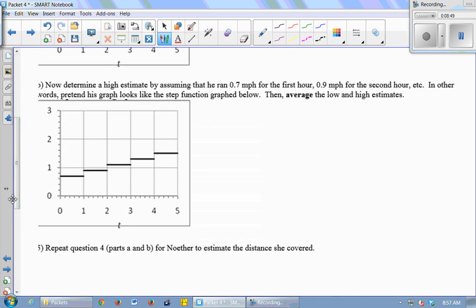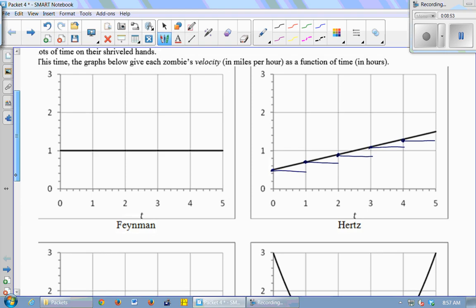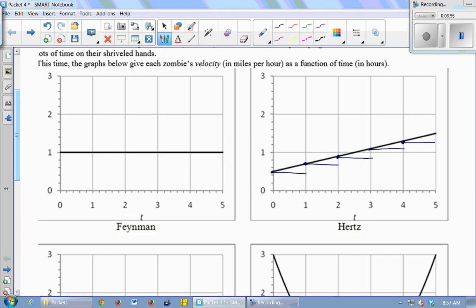So instead of assuming that he went his slowest over the whole interval, we're going to assume that he went the fastest over the whole interval. So over this first hour, he starts at 0.5 and ends at 0.7. Imagine that he ran the whole interval at 0.7. And then for the second hour, imagine he ran the whole interval at 0.9. And then the whole interval at 1.1. Then this whole interval at 1.3. And this whole interval at 1.5.